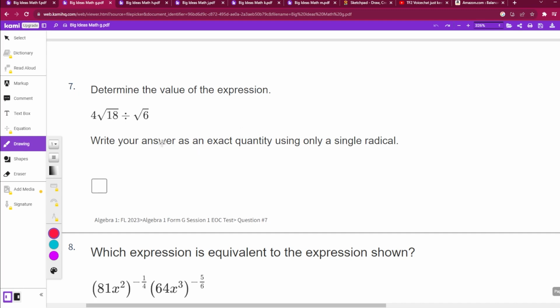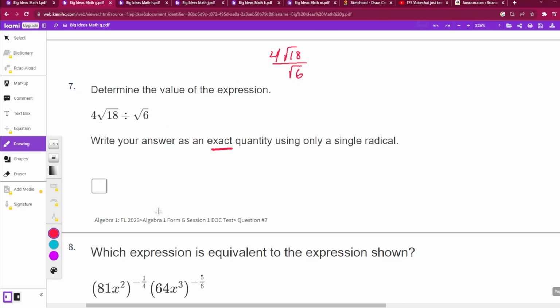Determine the value of the expression. Write your answer as an exact quantity using only a single radical. Similar problem, this time the operation is division. So I'm just going to rewrite this as a fraction. 4 root 18 over root 6. So 4 times the square root of 18 over the square root of 6.